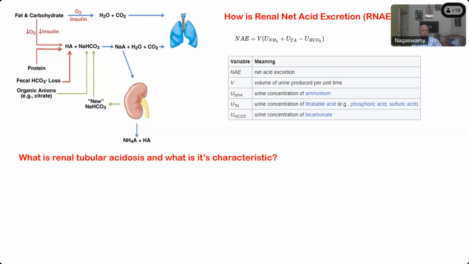excretion. Now there is a pathological condition called renal tubular acidosis. If that happens, what are the characteristics of it? What exactly is renal tubular acidosis, and why is it important for us as anesthesiologists?